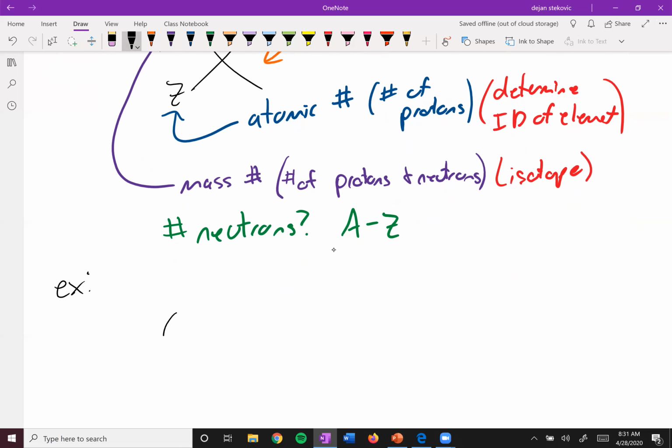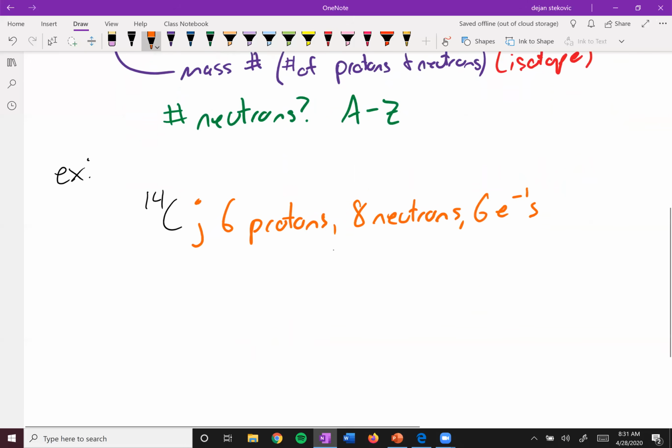So, for example, carbon 14, you see that in this case, I didn't put this bottom left number down here, but you should know how many protons it has anyway, because using your periodic table, you can tell that carbon always has 6 protons. If you have an atom that has 6 protons, it is by definition carbon. So 6 protons, since this top left number is 14, 14 minus 6 is 8, so 8 neutrons. And since there's no charge on this thing, we know it has 6 electrons as well.